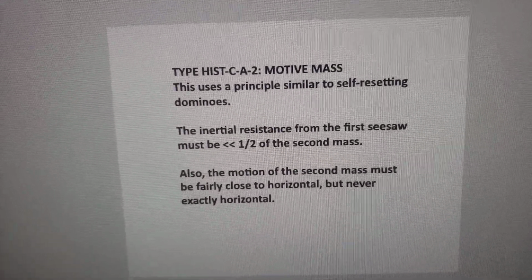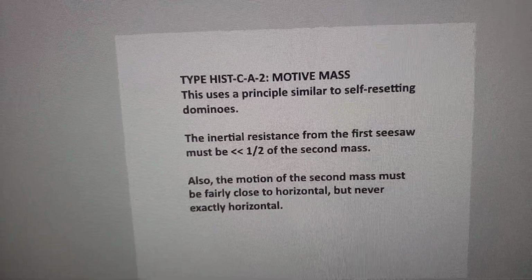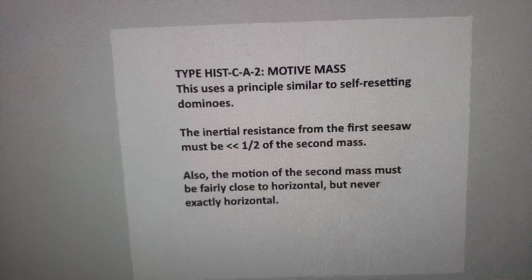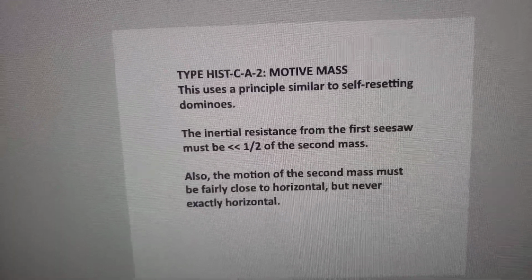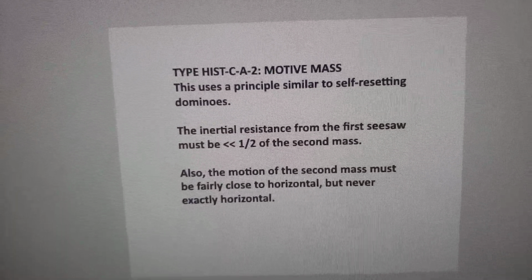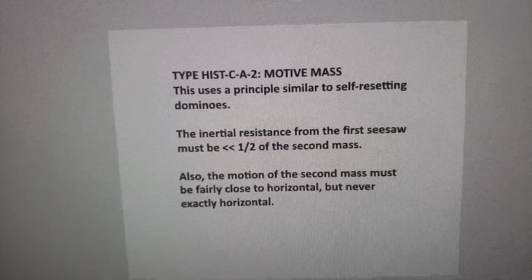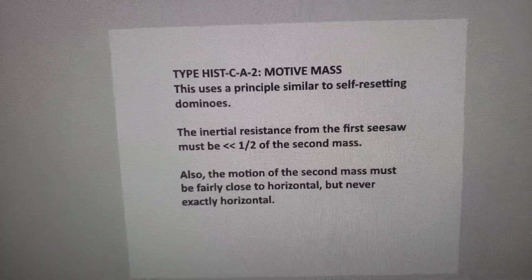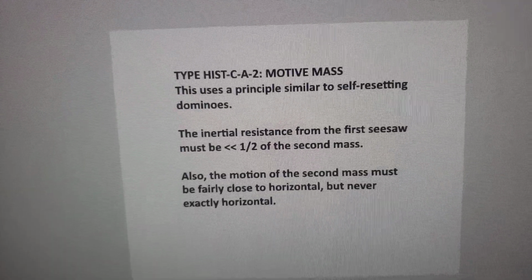Type history CA2, motive mass. This uses a principle similar to self-resetting dominoes. The inertial resistance from the first seesaw must be less than 1/2 of the second mass. Also, the motion of the second mass must be fairly close to horizontal, but never exactly horizontal.